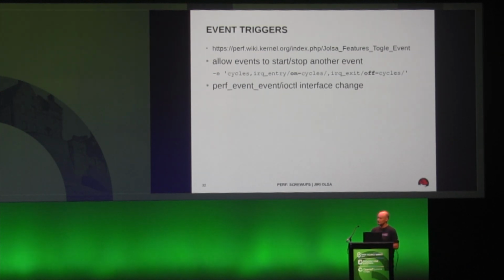Event triggers, just briefly, it's a feature that we touched quite a few years ago together with Frederic Weisbecker. Basically, it allows you to create an event that will trigger another event. So you could say that you want to monitor cycles, and then you would say, I want to monitor cycles only when it goes to IRQ entry, that would actually enable the cycles, and then disable the event when it goes to IRQ exit. So at the end of the day, you would get the profile only within the IRQ paths.